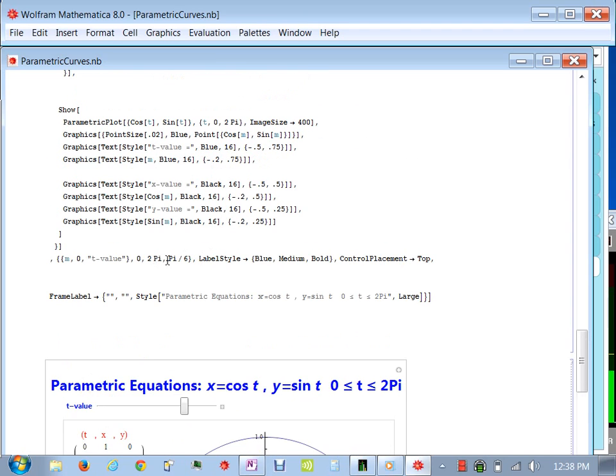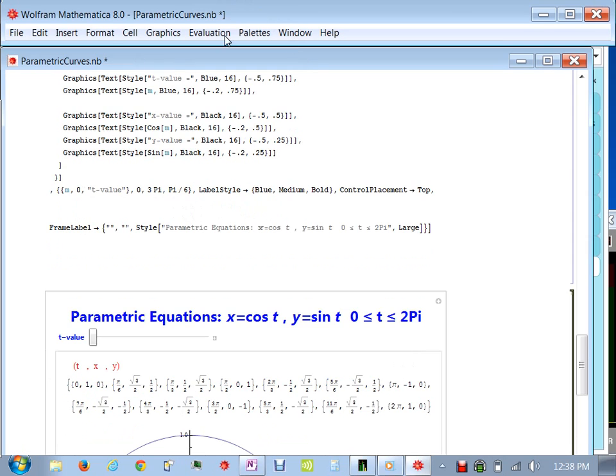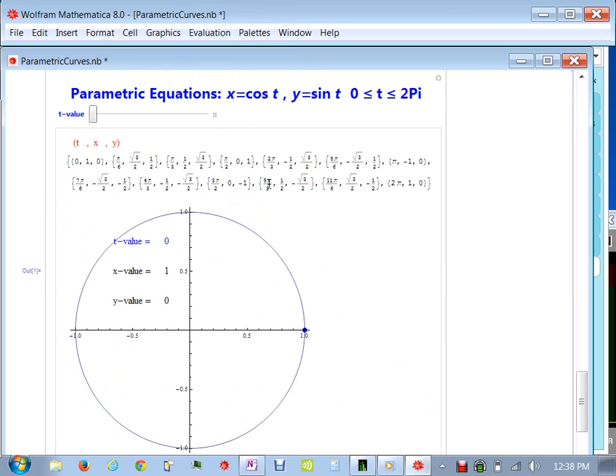Okay, so what about this then? I need to change something in my code real quick. Why didn't it like that? So there's my circle, right?